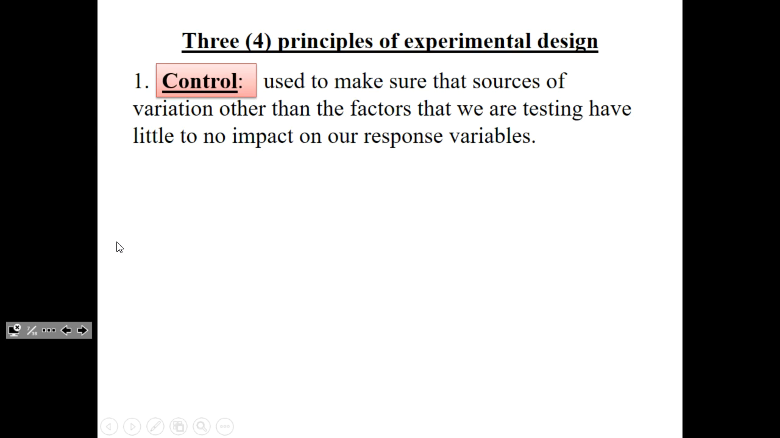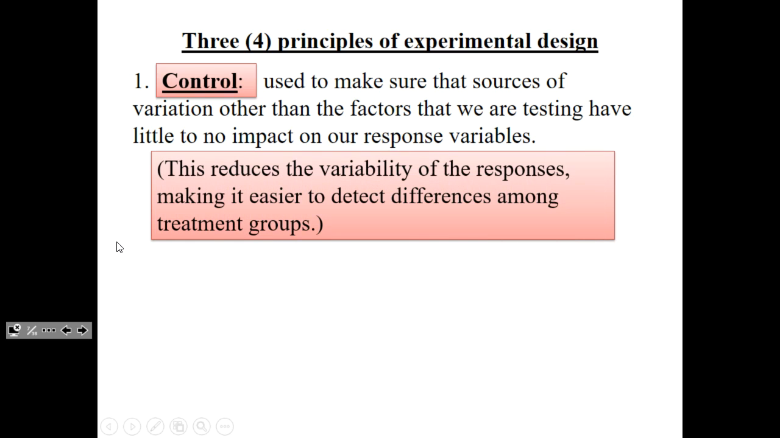In other words, I don't want to have anything else fluctuating or changing. As much as possible, I want to have only the factors that I'm changing possibly affecting the outcome. So I need to exercise some control over the experiment. Don't have other things changing. Just the factor I want to change. It reduces the variability in the responses. It makes it easier to detect the differences. I'm not worried about something else caused the difference.